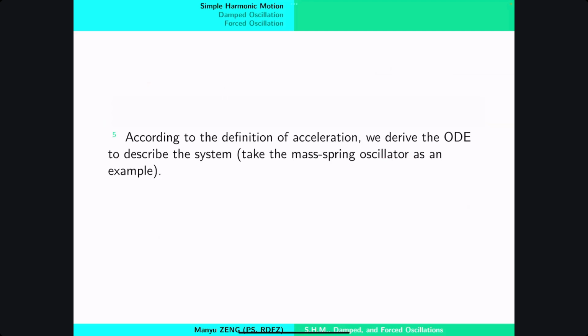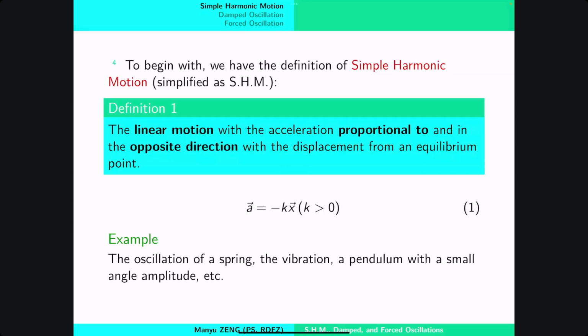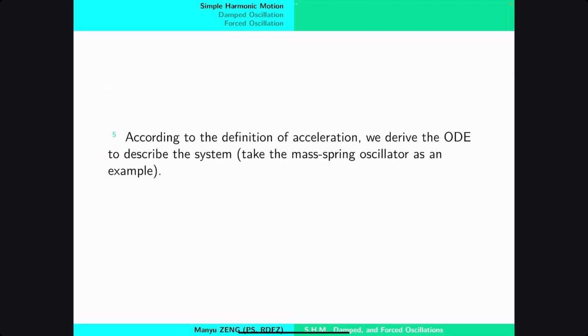According to the definition, about the acceleration and the displacement, we derive the ordinary differential equation to describe the system. The system can be a mass spring oscillator, and we take the mass spring oscillator as an example because this is the best approximation. The pendulum can also work, but the pendulum requires a small angle amplitude. This makes some error in the motion, so it is not a good approximation to SHM. So we take the mass spring oscillator as an example.